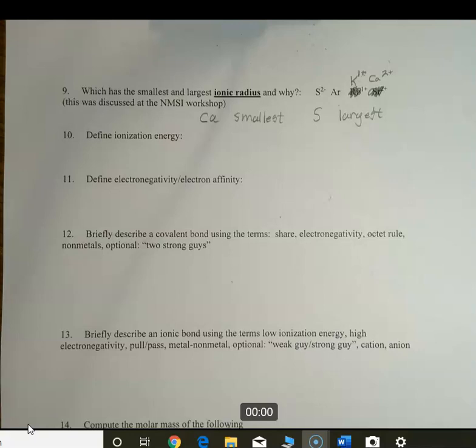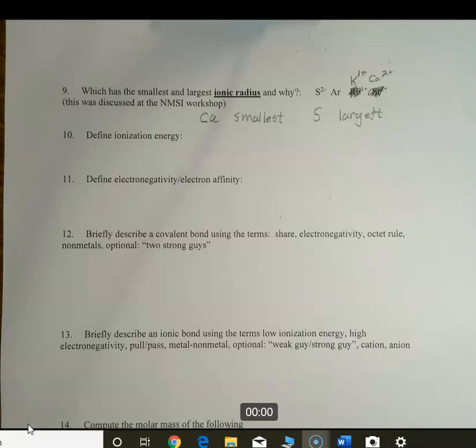And what will happen is the nonmetal will be able to completely pull an electron away from a metal. So the strong guys are the nonmetals, the weak guys are the metals. So you can say they pass or pull an electron. The electron gets passed over to the nonmetal from the metal, and that makes the nonmetal an anion because it has a negative charge. The metal becomes a cation because it's lost an electron, so it has one more proton than electrons, or maybe two, and so it's a positive charge.